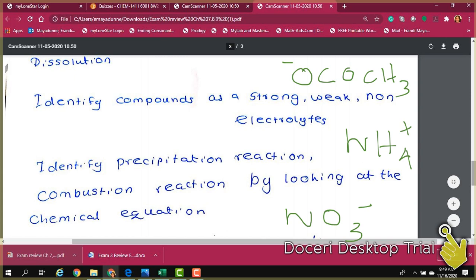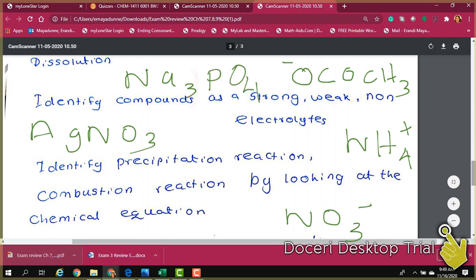Example, predict the solubility of silver nitrate, AgNO3. Of course this is soluble because it has NO3 nitrate. If it is nitrate, it's soluble. Another one, sodium phosphate, Na3PO4. Predict the solubility. Of course, it's soluble because it has sodium, a group 1 element. I may ask you to identify the soluble product and give you 4 compounds for 5 answers, so you have to predict.